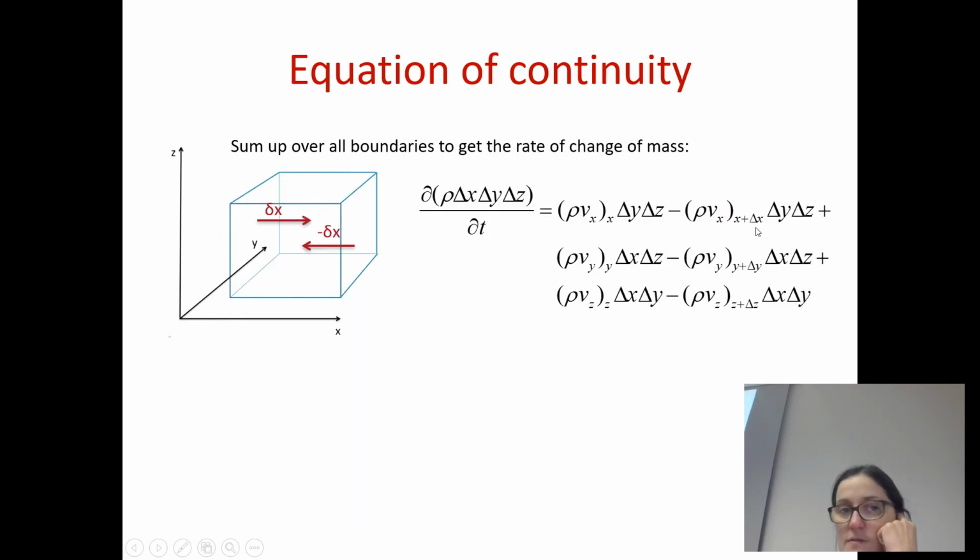Excellent. So when I do that, this is essentially what's coming through in the x direction. And then for the y and z directions, I have pretty much an equivalent way of looking at it. So I have to sum up all of those. I have 6 sides of the box altogether. When I put that all together, that is my momentary change of mass, rho times volume, in this box.